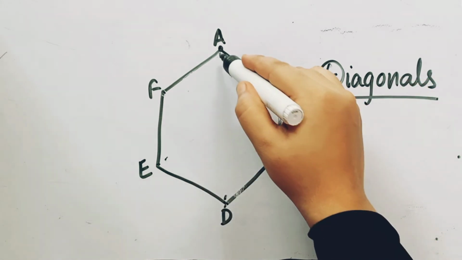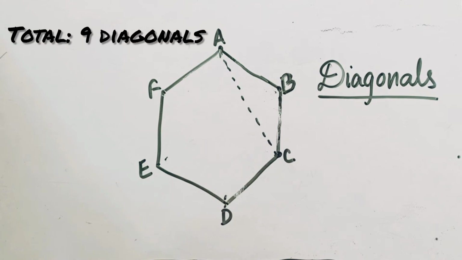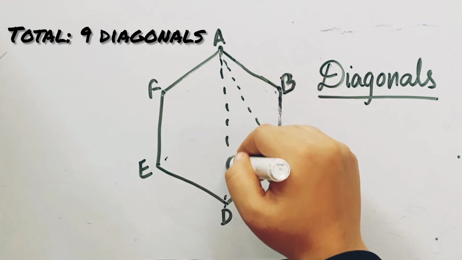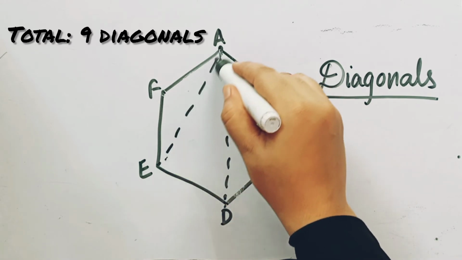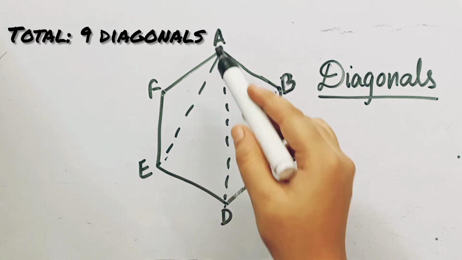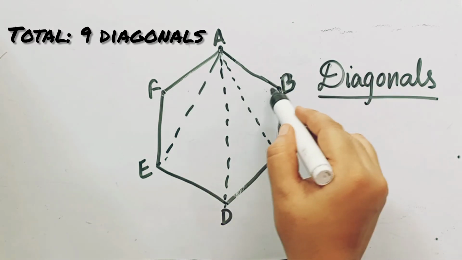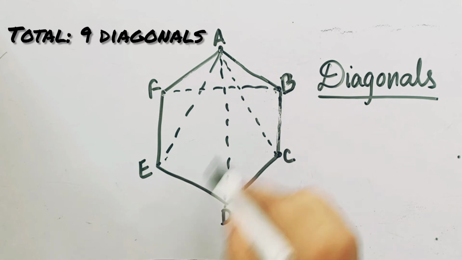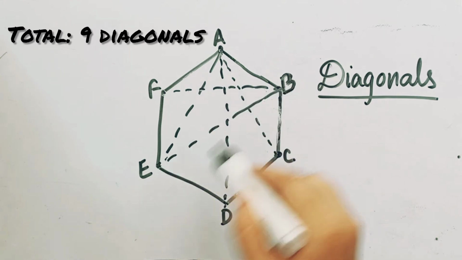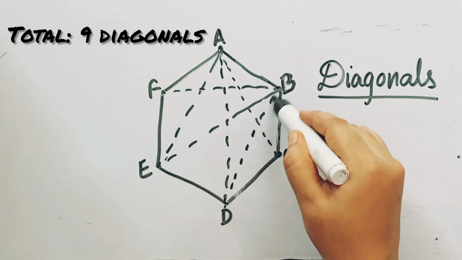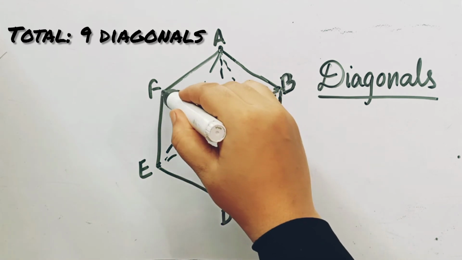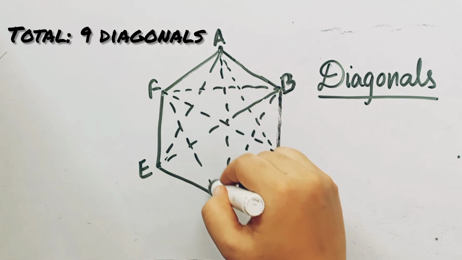For example, A joining to C is a diagonal. A joining to D is a diagonal. A joining to E is a diagonal. In the same way, B joining to F is a diagonal. B joining to E is a diagonal. Then B joining to D is a diagonal. In the same way we can draw diagonals like this.